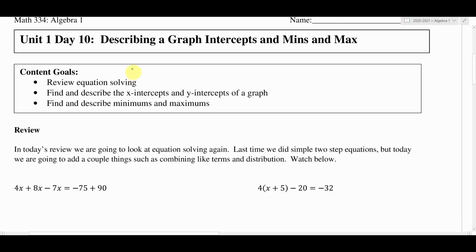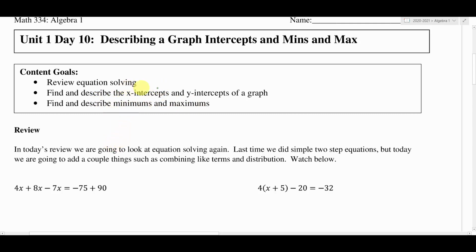Today we're going to be learning how to describe a graph, this time with intercepts and mins and maxes, and we'll talk about what those are in today's lesson. Our content goals, today we want to review equation solving, and then we also want to be able to find and describe x-intercepts and y-intercepts of a graph, and we want to be able to find and describe minimums and maximums.